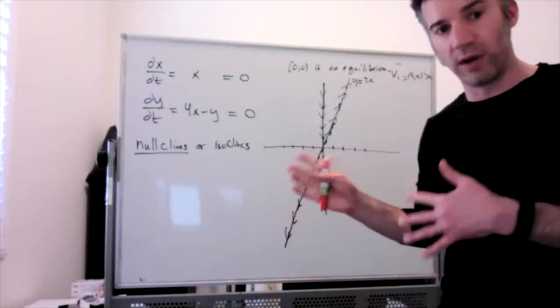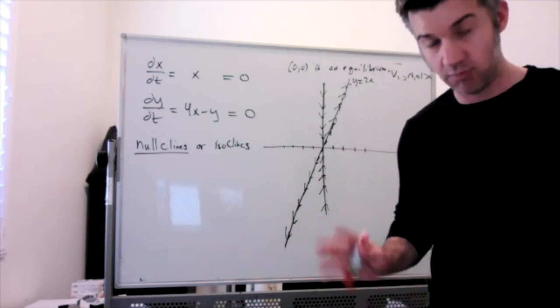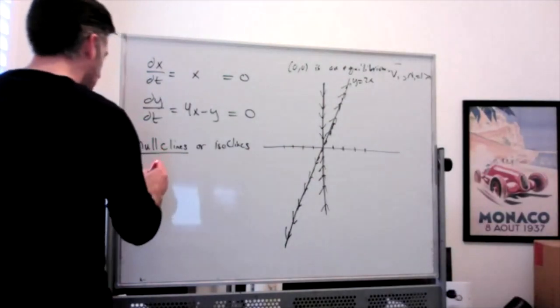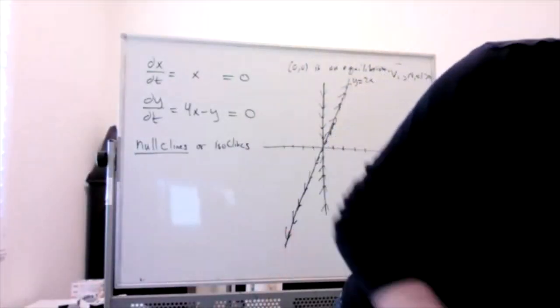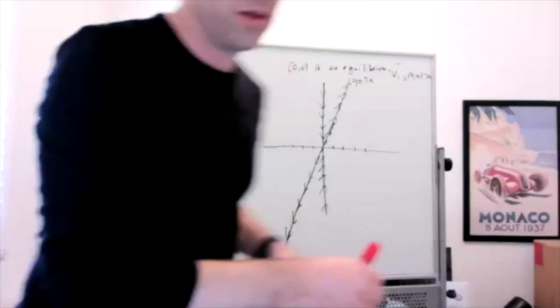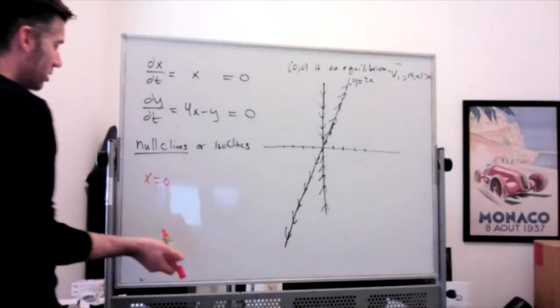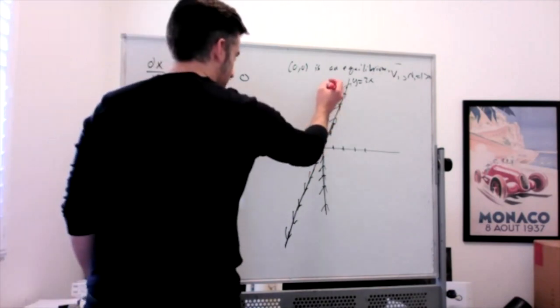The thing that's kind of weird here is one of my eigenlines is also one of my nullclines. That happens sometimes. So the nullclines are what we get when we set either derivative equal to 0. So where'd my blue pen go? We can either set x equal to 0, okay. So when we set x equal to 0, that's again this vertical line.